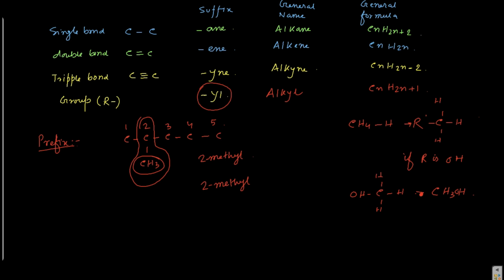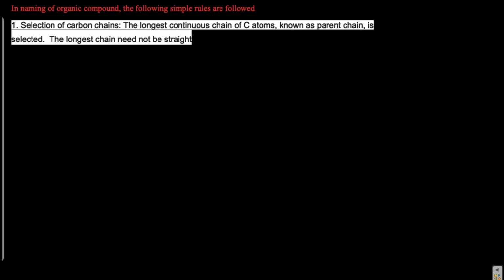Now come to the rules of nomenclature. What are the rules for writing the nomenclature? So first rule, in the naming of organic compounds, the following simple rules are followed. That is the selection of carbon chains. First rule is selection of carbon chains.